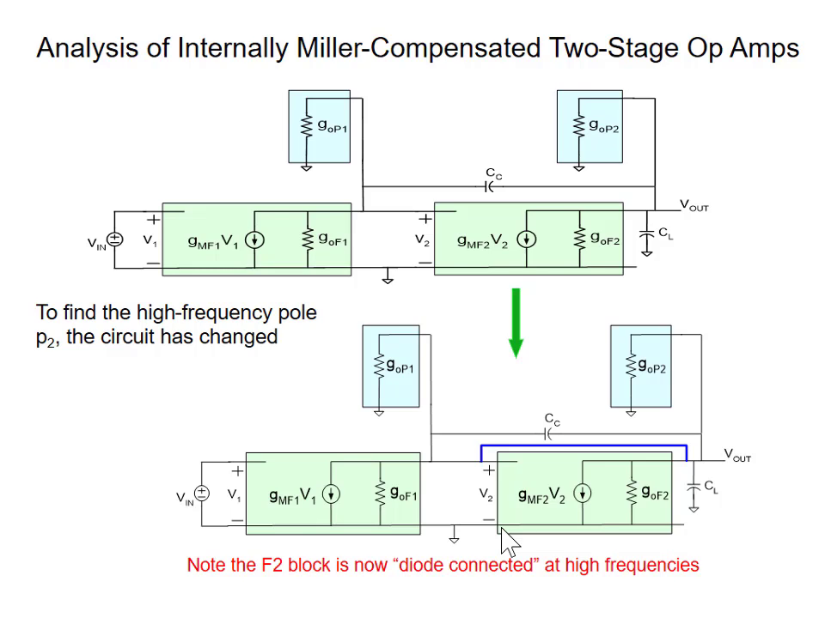now I'm at high frequencies. At high frequencies, that capacitor C sub C acts like a short circuit. Right? Remember, it's a low frequency capacitor, so it acts like a short circuit. So I'm replacing C sub C by a short circuit. So at high frequencies, I have CL here, and let's see, what do we see? I see G out 2.